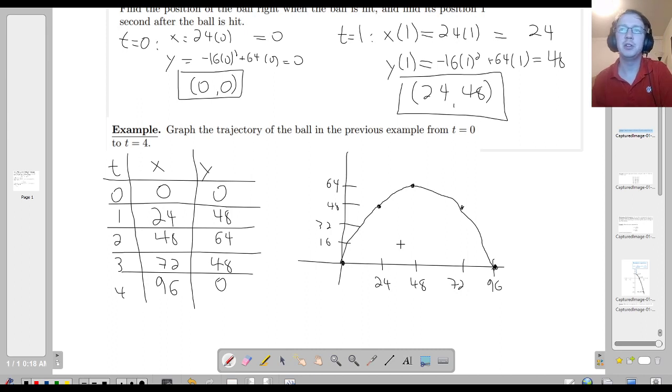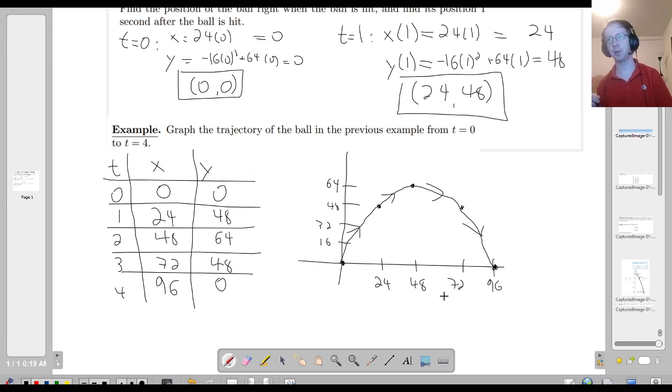Now there's one more feature I need to add anytime I graph parametric equations, and that is the direction of my graph. These points don't all exist at once. At time equals 0, I'm right here. At time equals 1, I'm right there. So what I need to add is arrows showing which way I'm moving along that graph. I'm going from left to right.